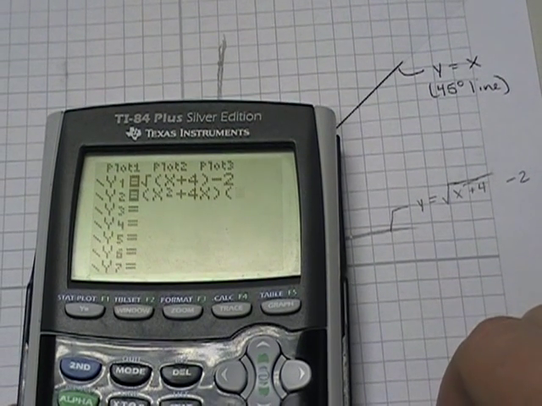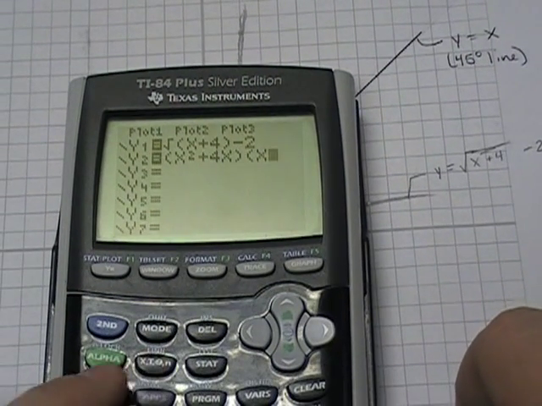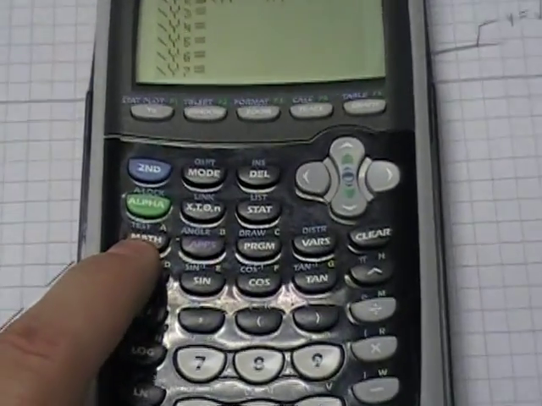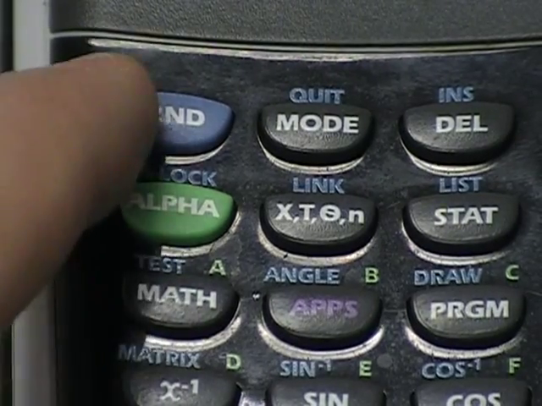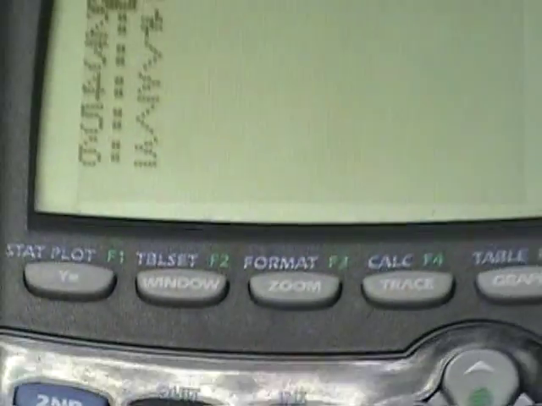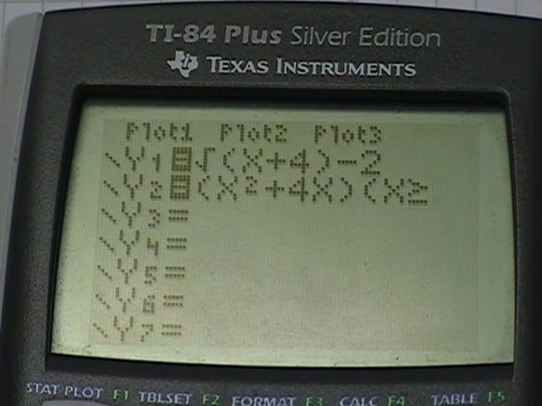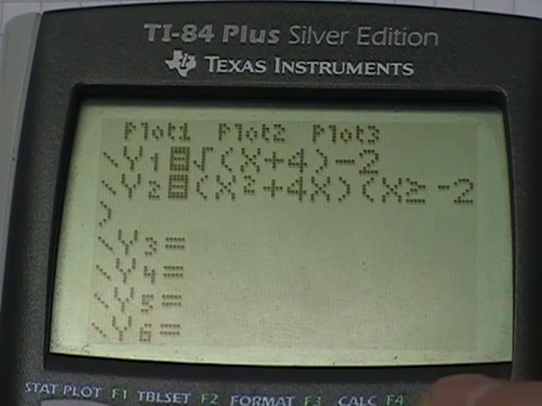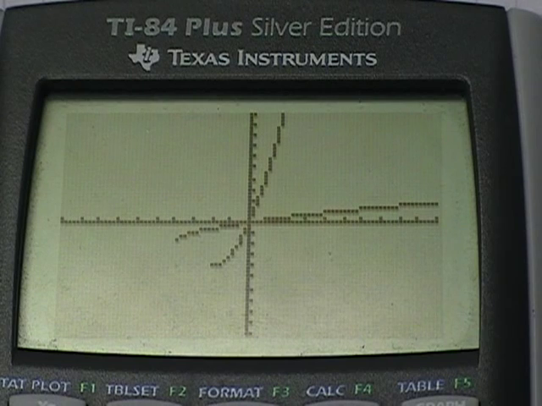Well, I want x to be greater than or equal to -2, so I click X, and the greater than or equal to is in the test menu that's above the math button. I'll zoom in so you can see the test button. See there above the math keys, it says test. You press second and test, and you'll see these symbols here. You want greater than or equal to -2. Close that parentheses and then graph again. And what it does is it only allows it to graph from x equals -2 and forward.